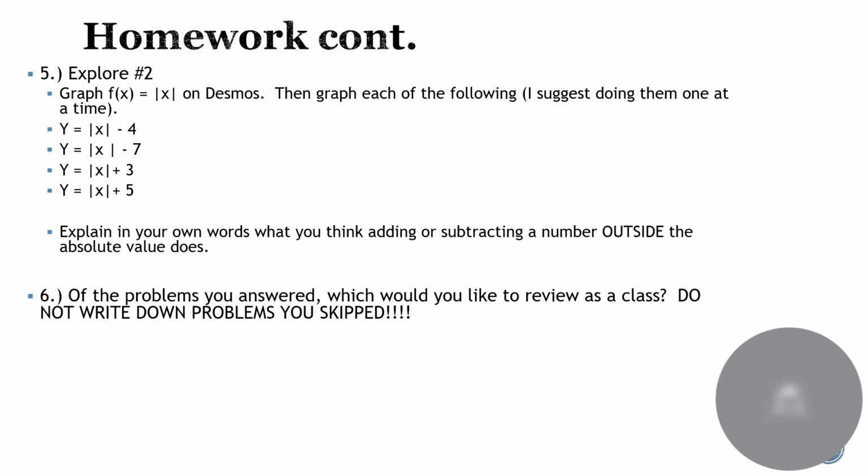Question number 5 is the same thing, except instead of doing the subtracting and the adding inside the absolute value, now you've got them outside. So you're going to close out the absolute value and then subtract 4 and subtract 7 and add 3 and add 5. And then explain in your own words what you think adding or subtracting a number outside the absolute value does. And question 6, this should be familiar to you. Of the problems you answered, which would you like to review as a class? Do not write down problems that you skipped.